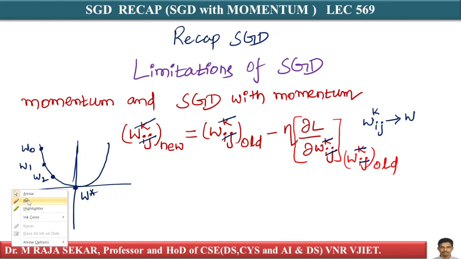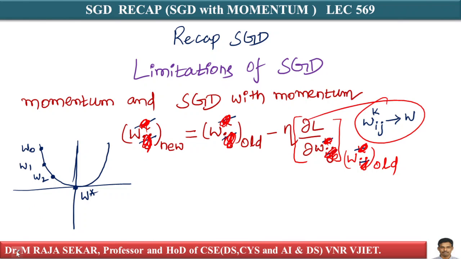Just see here what I am doing. I am removing ijk, and instead of ijk, I am just writing W. In the place of W_kij, we would like to write it as W. And instead of saying new and old, let's assume you have iterations. Instead of saying old and new, let me call it iterations, isn't it?